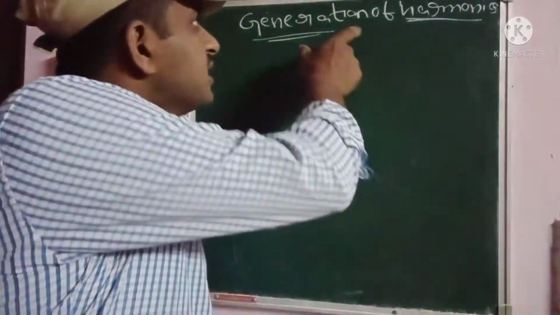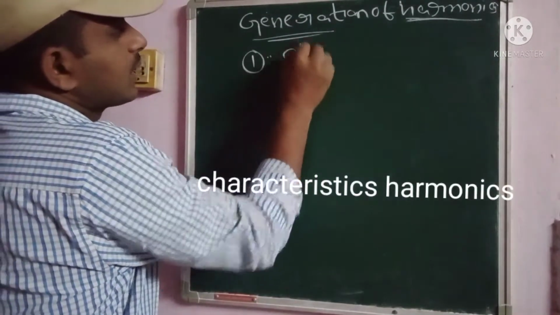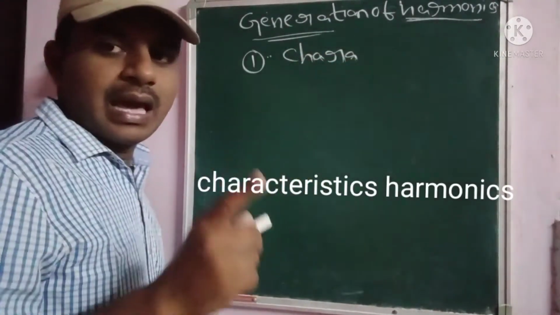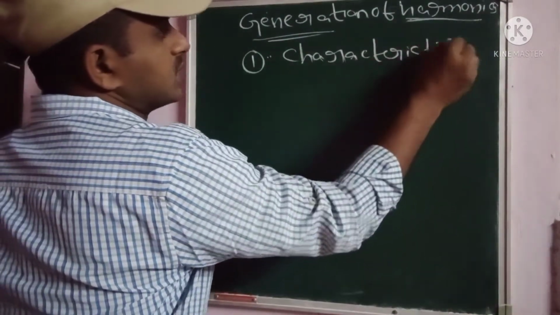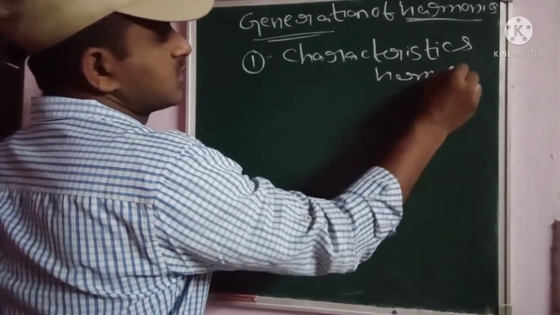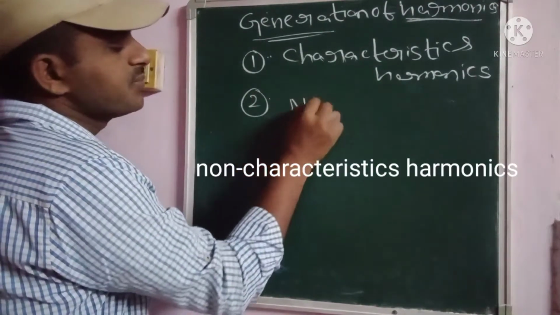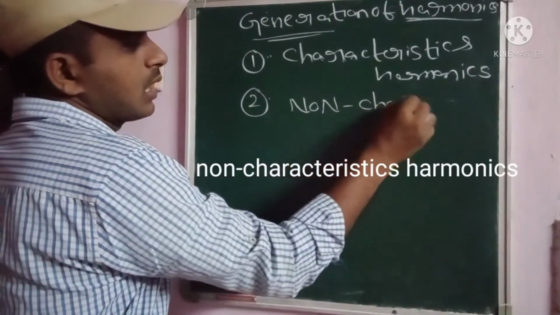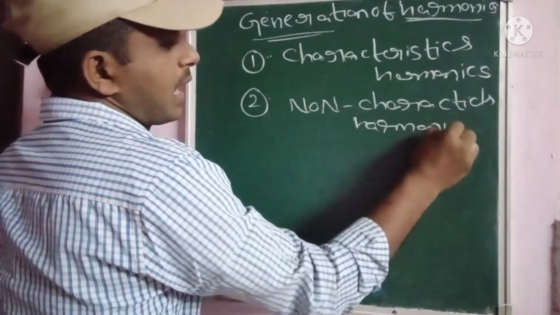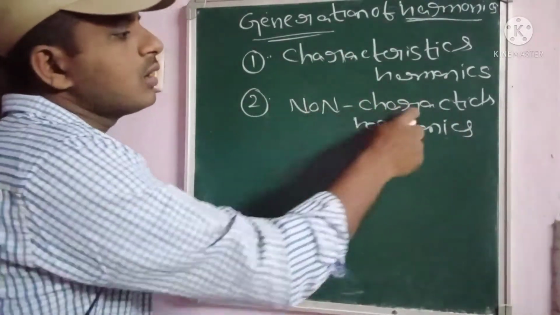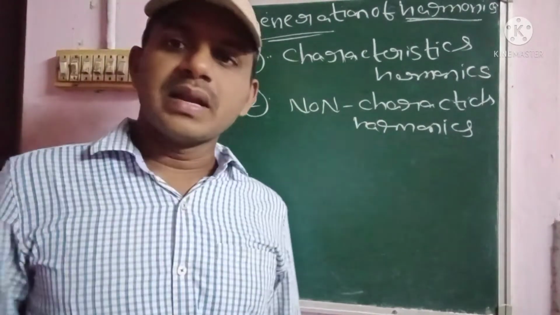So according to the generation of harmonics, there are two types of harmonics. The first one is the characteristic harmonics, very important. The second one is the non-characteristic harmonics. Those are very important, as they influence that particular transmission line.